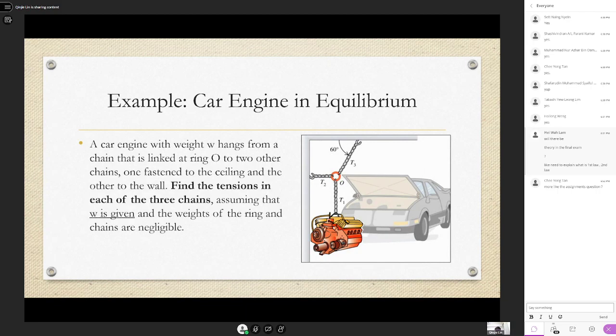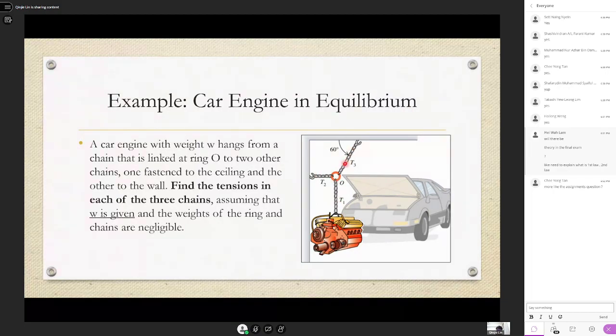Now let's take a look at this example. Car engine in equilibrium. A car engine with weight W hangs from a chain that is linked at ring O to two other chains, one fastened to the ceiling and the other to the wall. So this diagram on the right illustrates what the question is talking about. One chain is here to the ceiling, this is to the wall, and then there's this O-ring before there's another chain holding this engine. So this whole thing, if you place it like that, it won't be moving. When things don't move, it is in equilibrium. But you can imagine there will be forces inside all this.